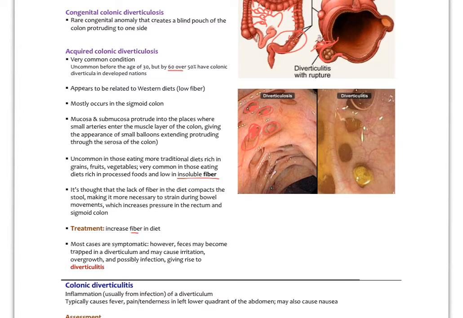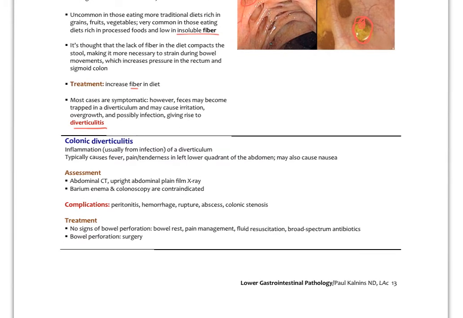And then we have not just diverticulosis, not just having diverticula, we have diverticulitis. In diverticulitis, we get an actual infection. It looks like pus down in the intestine there in one of those diverticula, and that's going to create more of a clinical concern. Here the diverticulum becomes inflamed, and typically we get fever, left lower quadrant abdominal pain, maybe nausea. The assessment is usually with an abdominal CT scan, which will show those little infected pockets, and then maybe a right abdominal plain film X-ray.